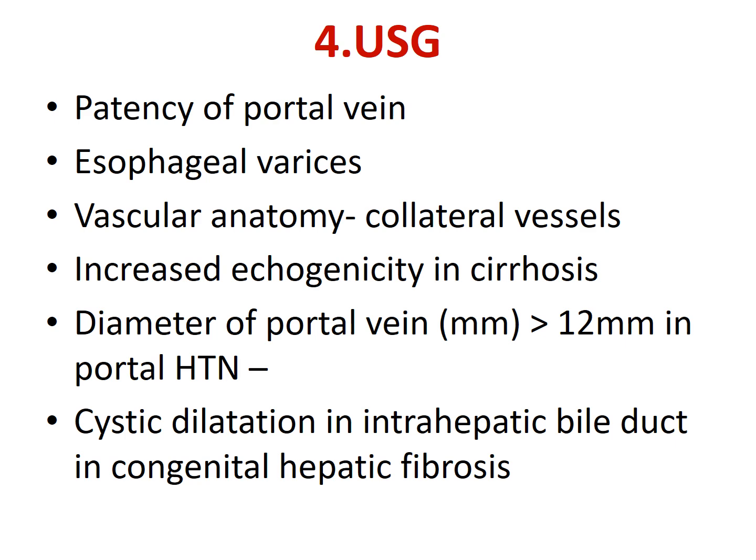USG ultrasonogram is showing patency of the portal vein, esophageal varices, vascular anatomy or the collateral vessels can be seen, increased echogenicity in the cirrhosis, diameter of portal vein, it is more than 12 mm in portal hypertension, and cystic dilatation of intrahepatic bile duct can be seen in congenital hepatic fibrosis.